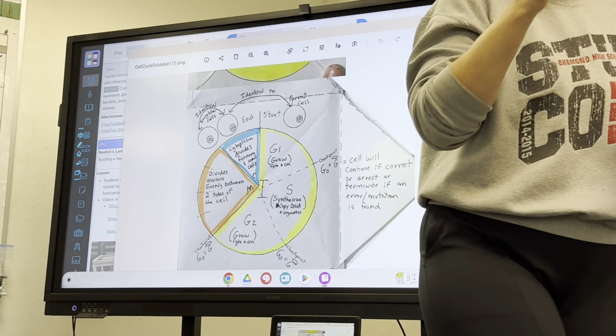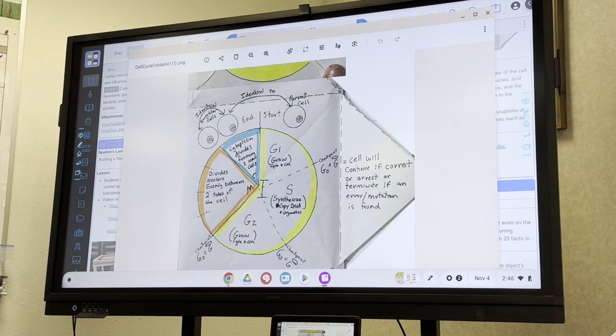You will have a quiz on this stuff. Okay, finish your foldable. This is the last thing we're doing in class. You must show me your completed foldable. Caleb, you have to show me your completed foldable.